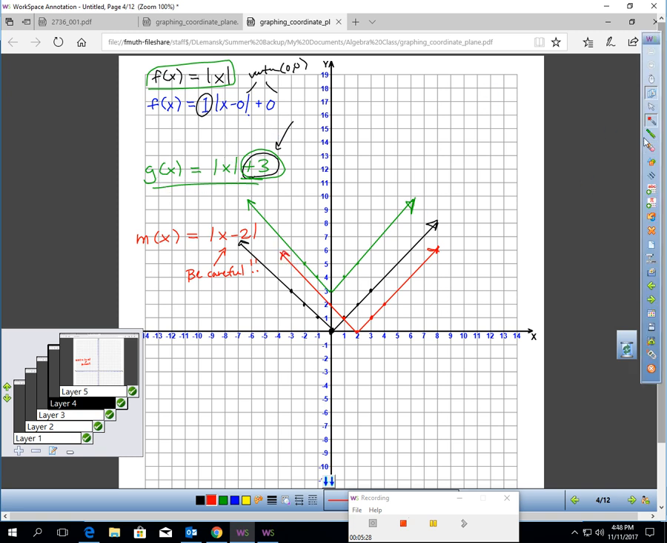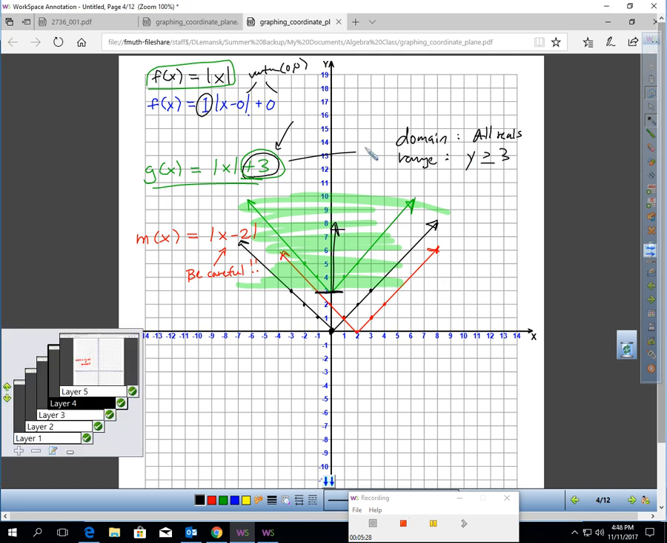So for the graph in green, g of x equals absolute value of x plus 3, the domain is all reals. I can plug in any number for x. I could plug in negatives, positives, doesn't matter what I plug in. Now my range, can you see it? I'm going to use my highlighter again for this green graph. Do you notice my graph is always here or higher? Can you see how my graph is at y equals 3 or above? Can you see it from my shading? My range would be y greater than or equal to 3 for g of x.